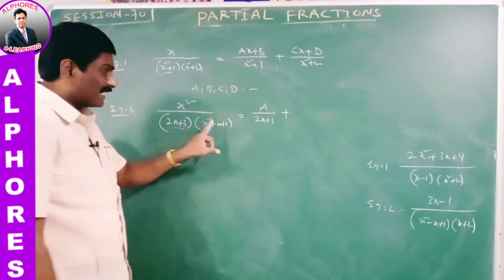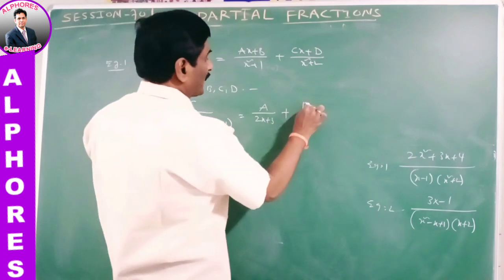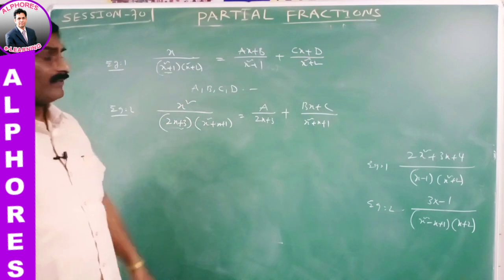Okay. Next, it is an irreducible quadratic. It has one partial fraction, in the form of linear over quadratic. That means (bx plus c) by (x square plus x plus 1). Okay. Please write these two examples where a, b, c are constants.